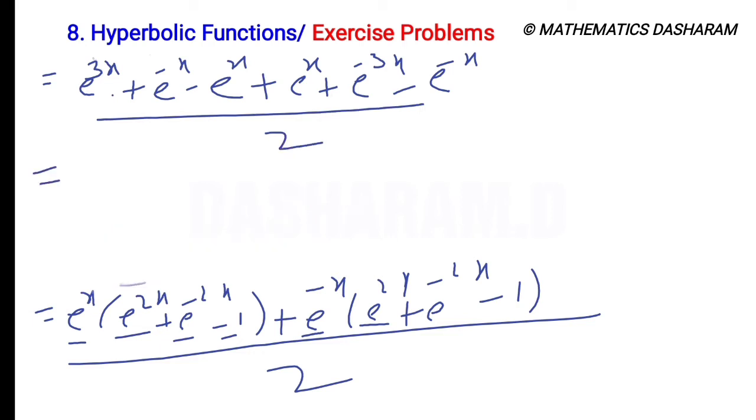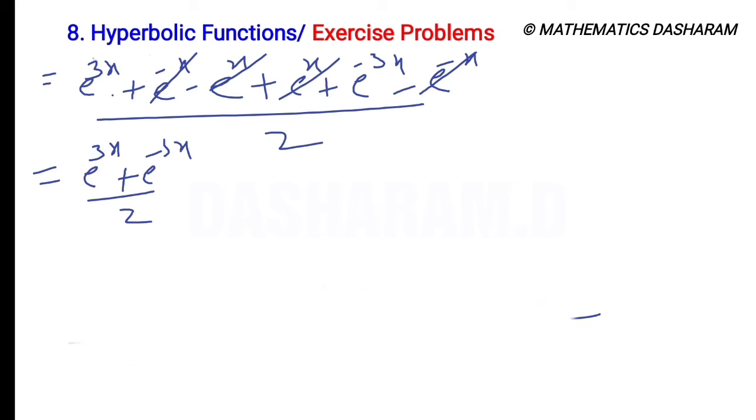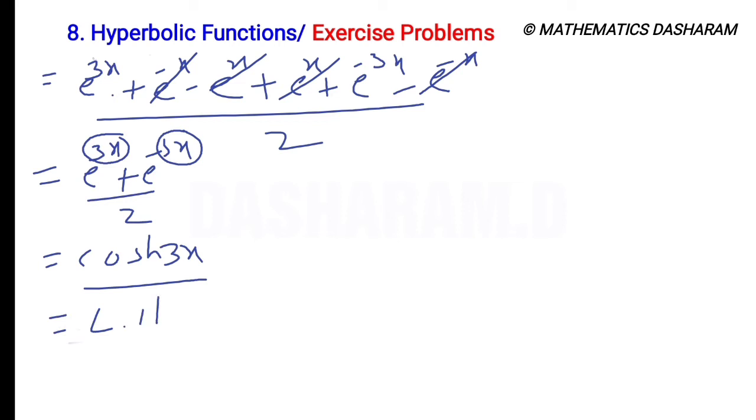So it is equal to, here plus e^(-x) minus e^(-x), here all are cancelled, so (e^(3x) + e^(-3x)) divided by 2. So then it is equal to cosh 3x. Why? Because in place of x we have 3x. So it is equal to cosh 3x, which is equal to the LHS, so hence proved.